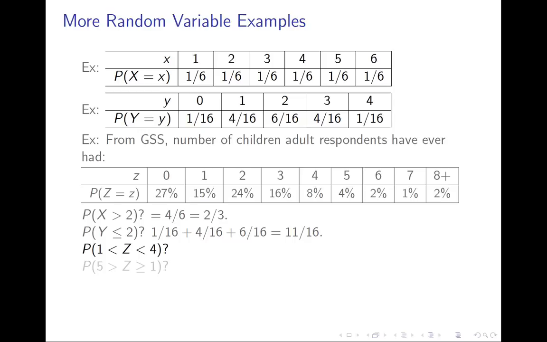What's the probability that someone has more than one child, but fewer than 4? That is, that z is greater than 1 and less than 4, which we write like that.